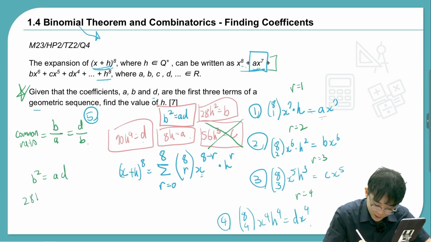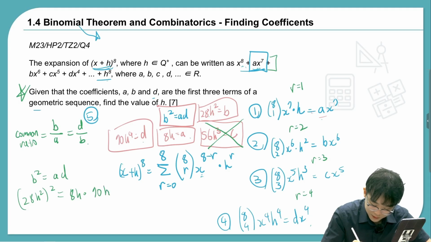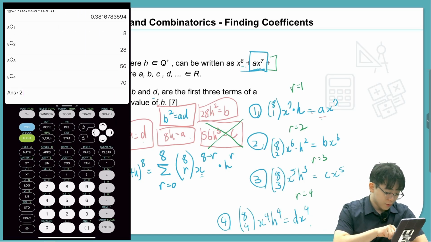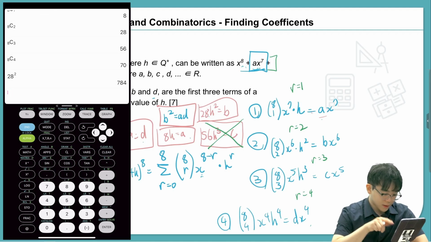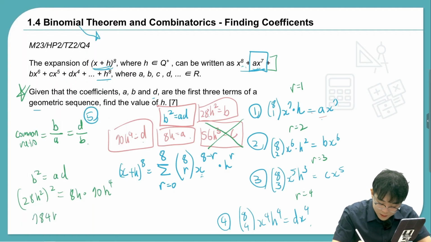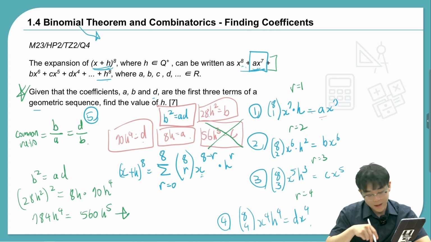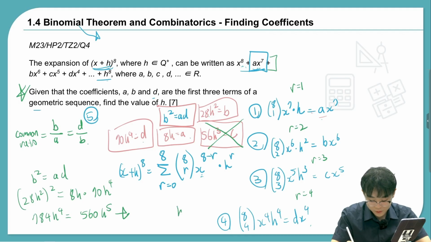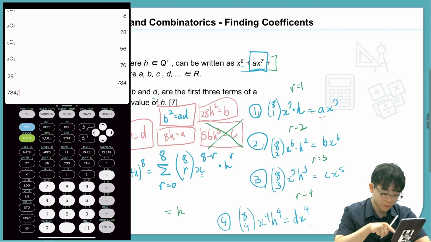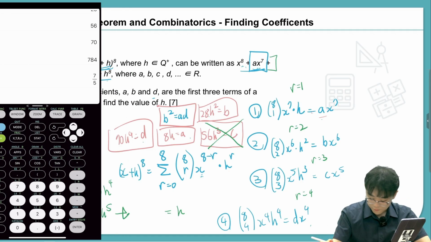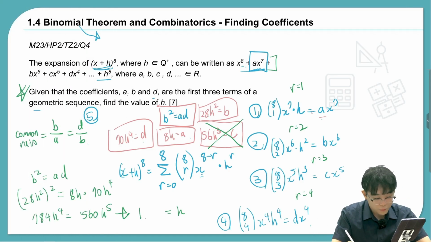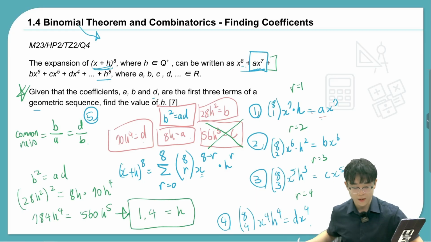So let me write b squared is going to be ad. So 28 h squared is going to be 8h times d, which was 70 h to the power of 4. Okay. So if you do that, 28 squared is going to be 784 h to the power of 4, that's going to equal 560 h to the power of 5. So if we were to divide the h to the power of 4 on both sides, you get h on the right, and on the left we would get 784 divided by 560. That would be 7 over 5, or 1.4. So actually we just found h right away.